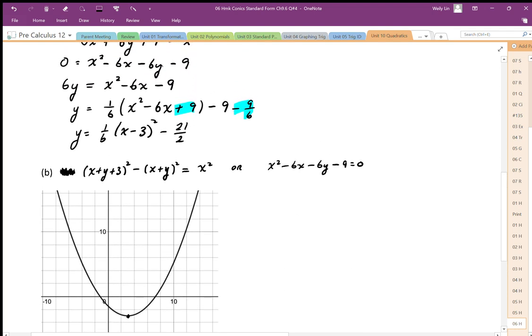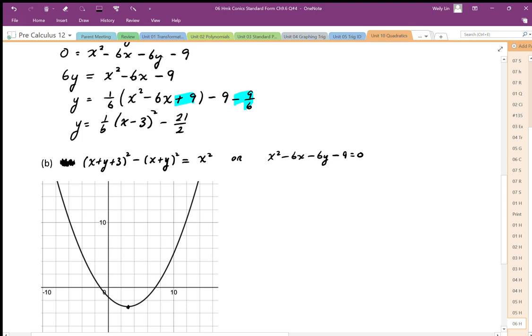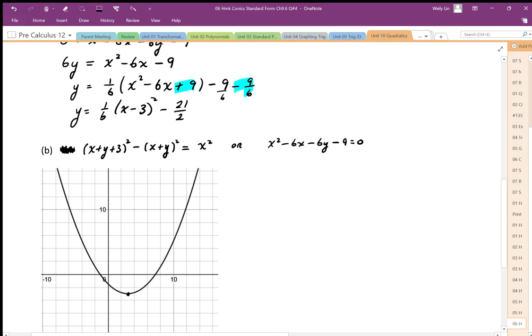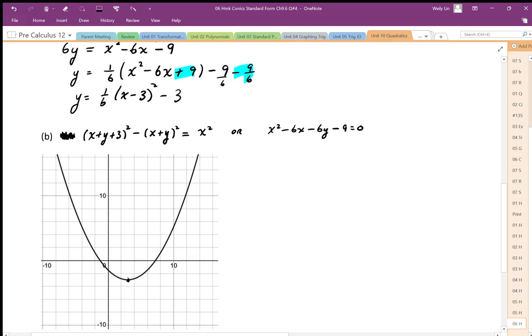So that's not 10.5 because we need to divide that by 6. And we end up with a vertex at negative 3. Okay, so there's our vertex at positive 3, negative 3. Our vertex is going to be right there.